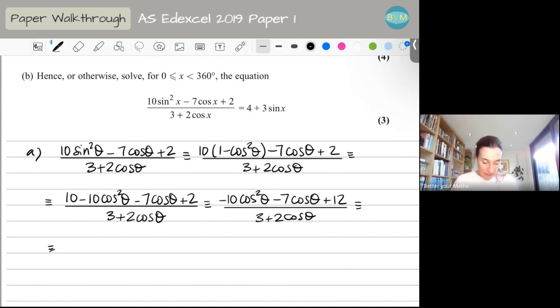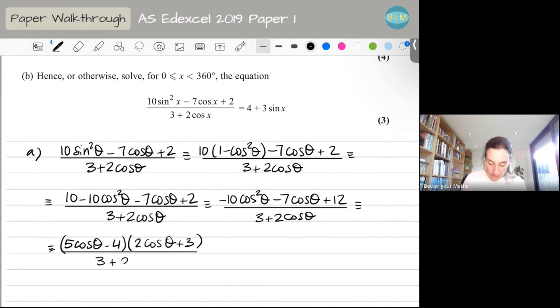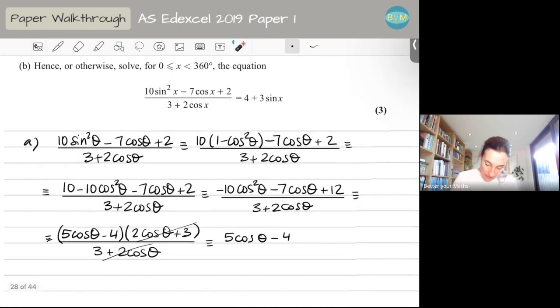I'm going to solve the quadratic. I have minus 10. Everyone sees that it is a quadratic? Or is someone confused with me saying that? I get 4/5. So one root is 5 cos theta minus 4, and the other root minus 3/2. So 2 cos theta plus 3, which means I'm going to cancel the 3 plus 2 cos theta with this one, and then I have the 5 cos theta minus 4.